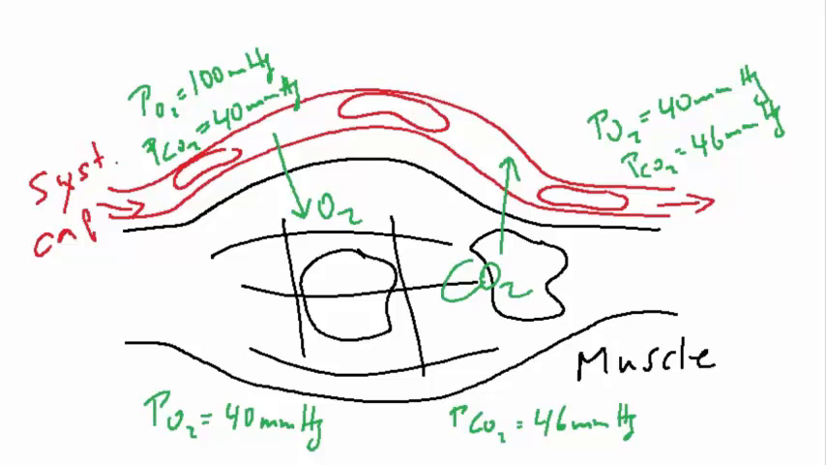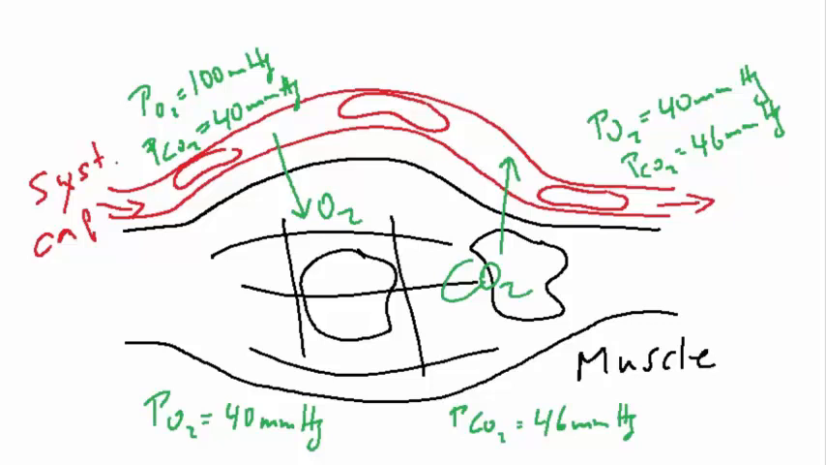Now, these were the conditions at rest. What happens during exercise? Well, during exercise, our metabolism is ramped up, right? So we are using more oxygen to make more ATP to make our muscles move. So, meaning that if we use more oxygen, our partial pressure of oxygen in the muscle will be reduced.